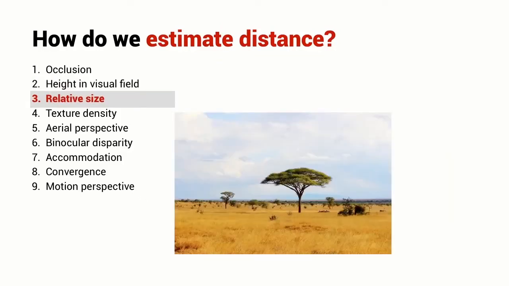We also have relative size. Here we have a number of trees. In our brain, there's probably some sort of logic that says these are trees. Trees are all going to be the same size. So therefore, this tree, which looks bigger than the other tree, must be closest to us.